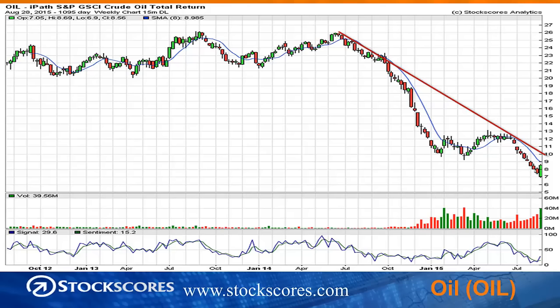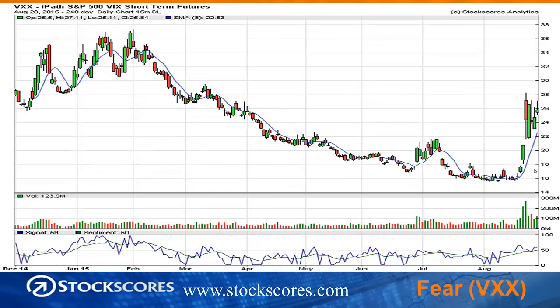But there's a lot of work to do longer term for these things to turn around. So first thing we have to do is break that red downward trend line. That'll take some time. But a good positive this week, and I'm a little bit more constructive on oil than I have been in recent weeks.